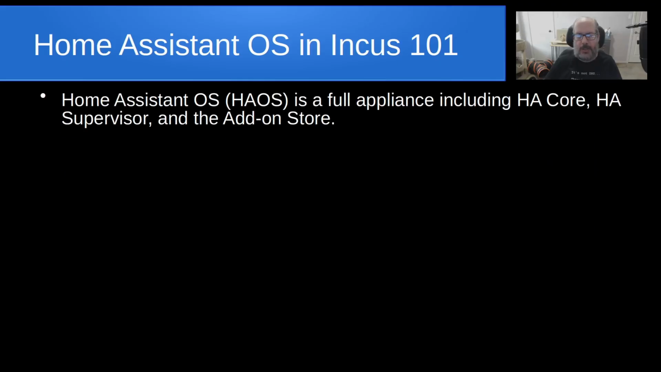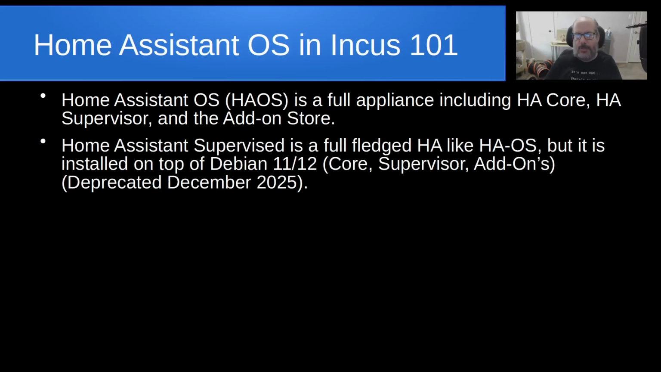So Home Assistant OS, otherwise known as HAOS, is a full appliance which includes components such as Home Assistant Core, Home Assistant Supervisor, and the add-on store. And so Home Assistant Supervised is another distribution, or I should say installation type, and it's a full-fledged Home Assistant, just like Home Assistant OS, but it is installed on top of either Debian 11 or Debian 12, and it includes Home Assistant Core, the Supervisor, and the add-ons. And so I was running that up until just recently here, and we got a notice about 4 days ago that Home Assistant Supervised will be deprecated at the end of December 2025.